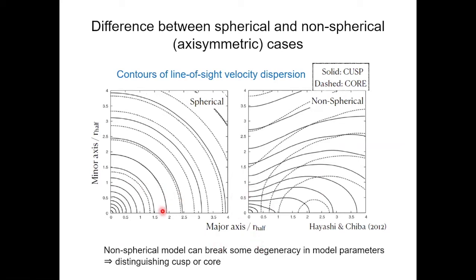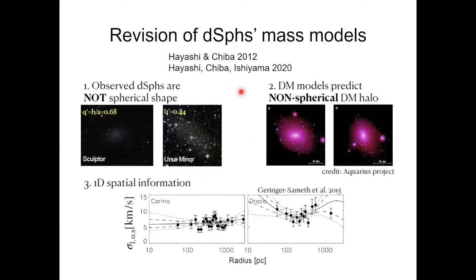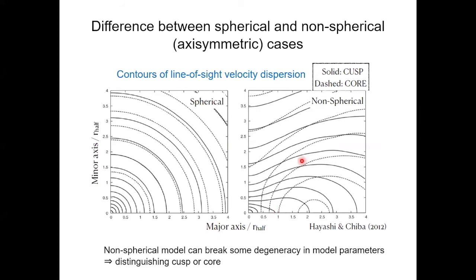This shows the major axis, minor axis. This shows the contour of the line of sight velocity dispersion of stars based on the spherically symmetric model. So, spherically symmetric, so the line of sight velocity dispersion profile is spherically distributed. So one can analyze a 1D spatial distribution of line of sight velocity dispersion. But actually, when we drop the assumption of spherical symmetry, then the contour of line of sight dispersion is like this. So the global pattern is so different from the case of spherical symmetry.